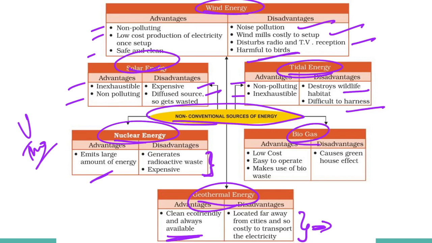and it produces huge amount of organic manure every year. Its advantages are it is available at low cost, easy to operate and makes use of bio waste. And the disadvantages, it is a pollutant and it causes a greenhouse effect.